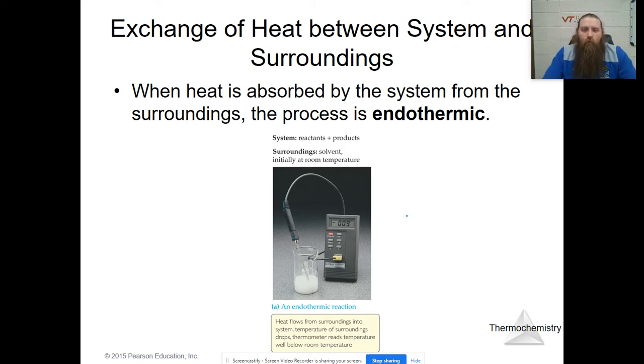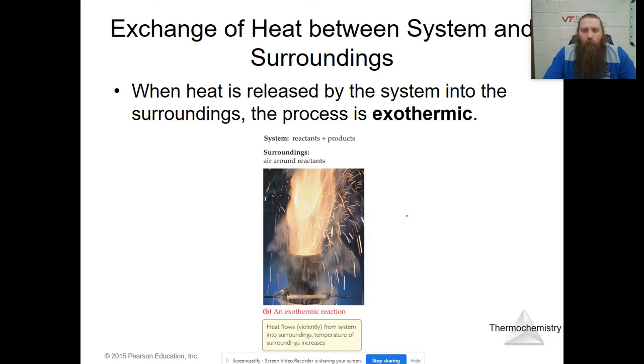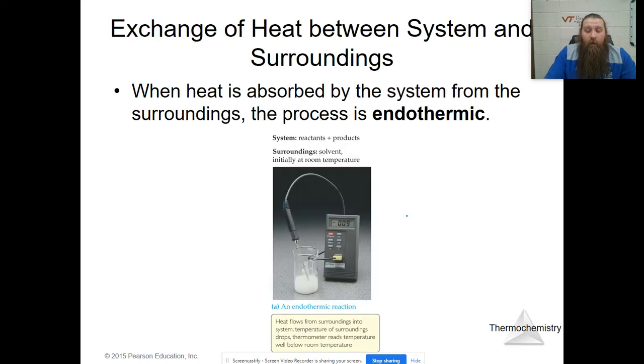So if you're absorbing heat from the surroundings, we call that endothermic, all right? If you are releasing heat, we call it exothermic. Now, these are reactions that we already know about. I want you to be able to equate in your mind endergonic and endothermic, exergonic and exothermic, right? Be able to kind of tell the difference.